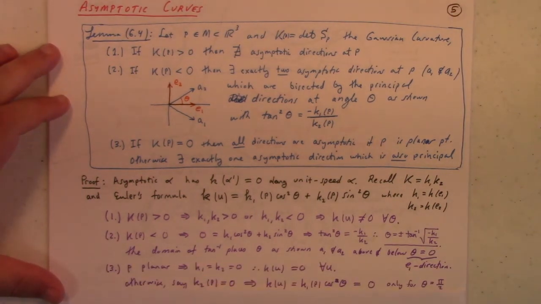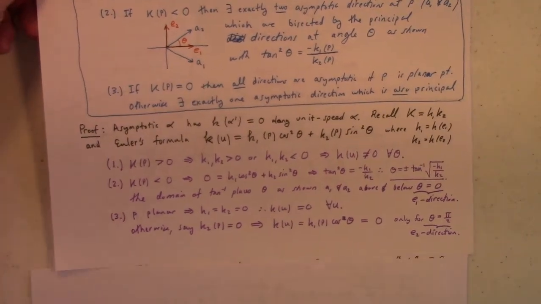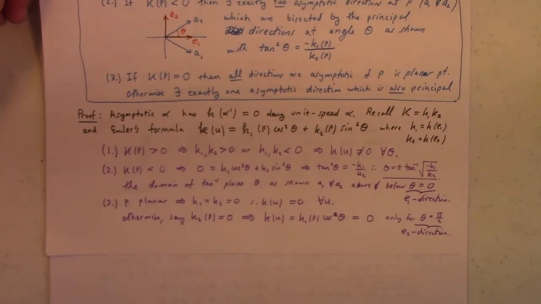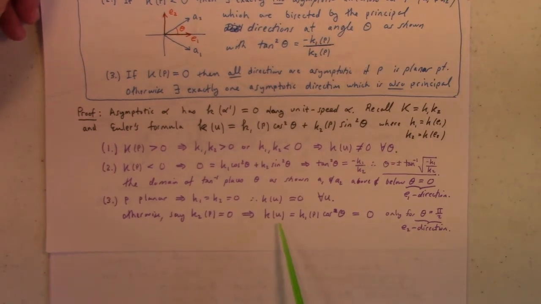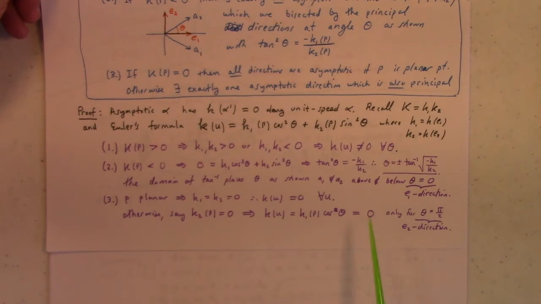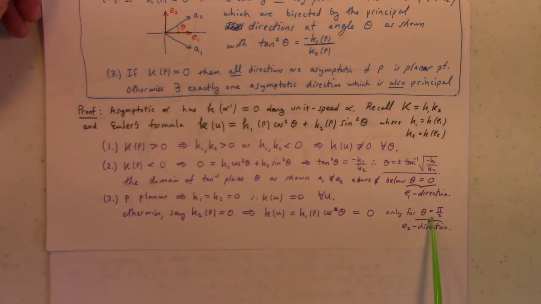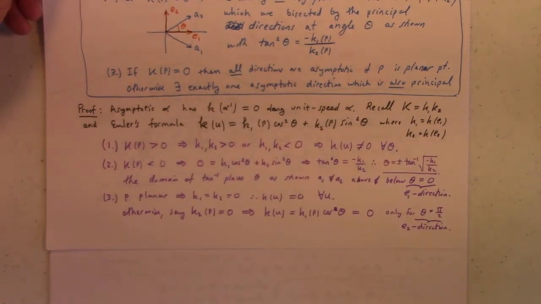And finally, if it's planar, that means k1 and k2 are both zero, so the normal curvature is zero in all directions. All directions are asymptotic. Otherwise, let's just say that the second normal curvature is zero. That would mean by Euler's formula that k of u is k1 of p cosine squared theta, which means the only way we get zero is when cosine squared is zero, but that only happens in the theta equals pi over 2, e2 direction. So there's just one asymptotic direction, as claimed.